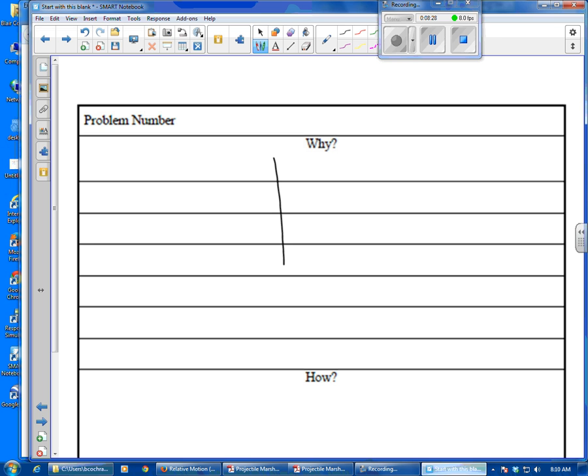I'm going to draw my river and know that she heads directly across. So that's her velocity of the swimmer with respect to the water. This is the velocity of the water with respect to the ground. And then her final velocity will be this direction, the velocity of the swimmer relative to the ground.